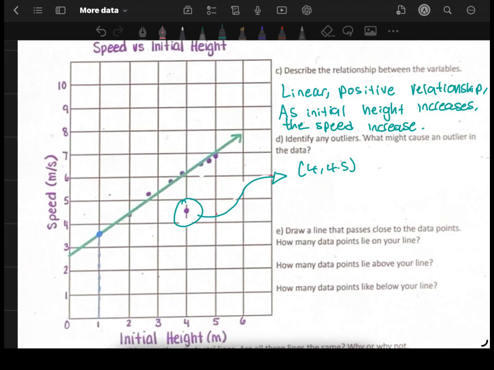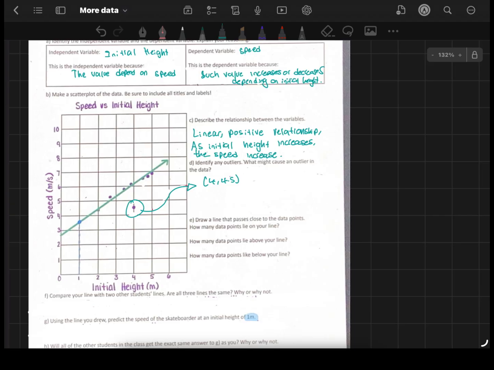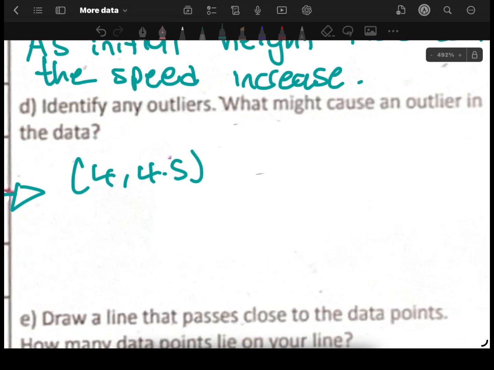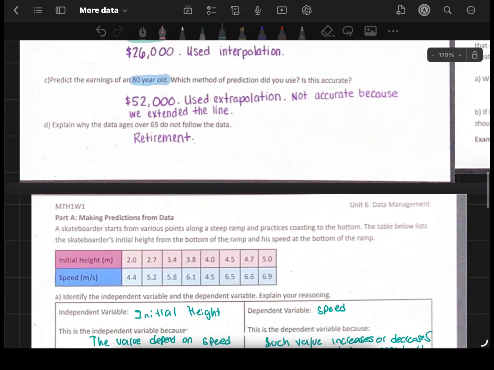And what we're gonna say basically is that, if we think about it, it could be caused by someone slowing down due to fear. So let's write that right here. This is honestly because our initial word problem was talking about a skateboarder and a steep ramp.